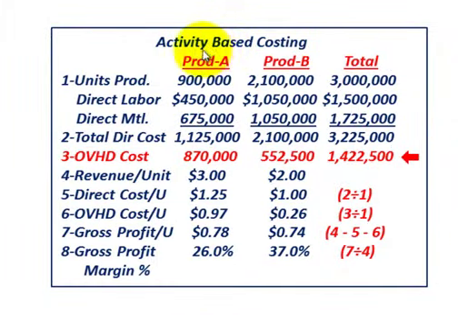Okay, now to go over this problem that we just worked through on our activity-based costing, you can look at the table here, and we have it broken down between product A and product B, and then the total amounts for each. Our total number of units that we produced for product A was those 900,000. Product B was 2.1 million, for a total number of units of 3 million units.